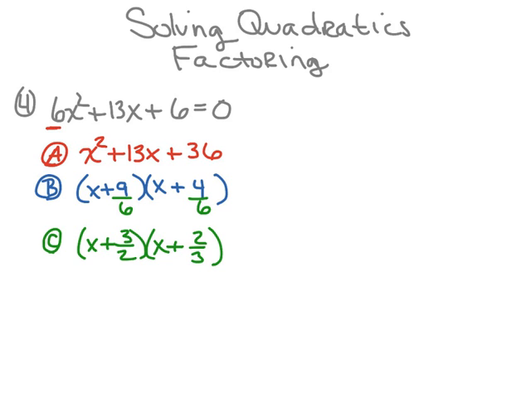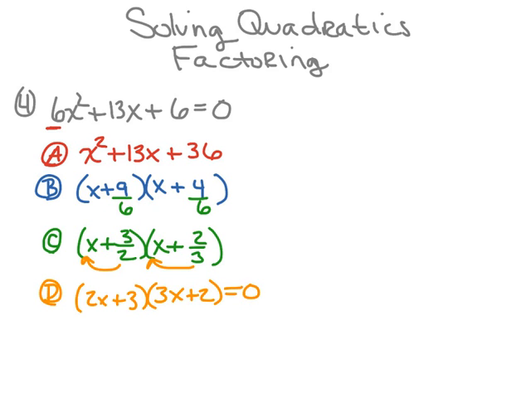Now, rather than leaving it like this with fractions, what we're going to do, which is why we call this the bottoms up method, is bring the bottom number up in front of the variable. In other words, x plus 3 over 2 is now going to become 2x plus 3. So all I did was bring this 2 up in front of the x. I'm going to do the same thing with the other factor. I'm going to bring that 3 up in front of the x, making it a 3x plus 2. So these are my factors of 6x squared plus 13x plus 6.